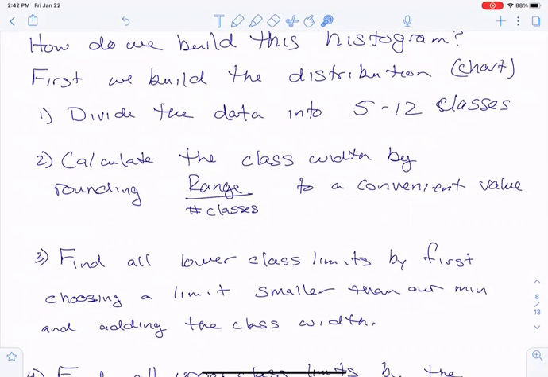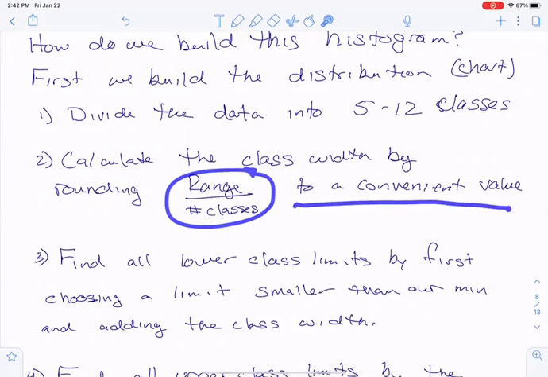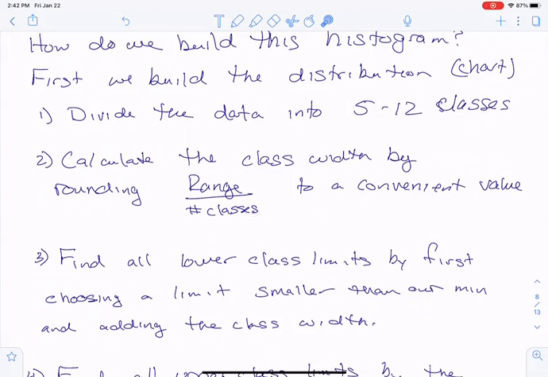What we need to do to build these classes then is calculate a width of our class, right? We want to build the class width. And we do this by taking the range of our data, the lowest value and the highest value, right? The highest minus the lowest, and divide it by the number of classes. And the key is we want to round it to a convenient value. Oftentimes, this is going to be a decimal, and we don't want a decimal for class width. We always want a whole number, so we want to round to a convenient value.